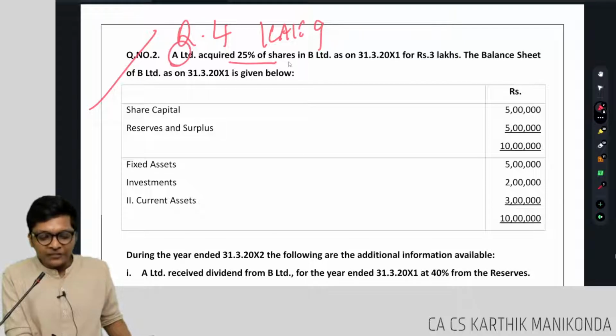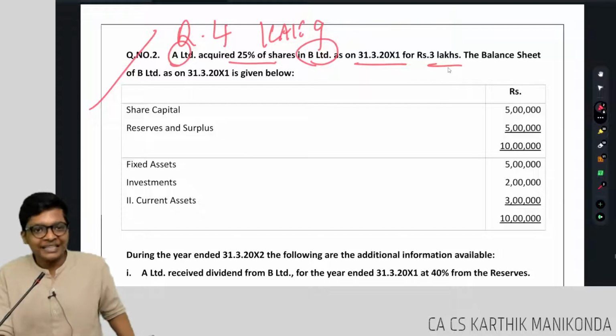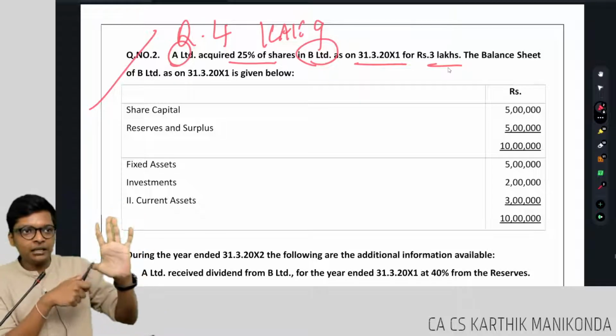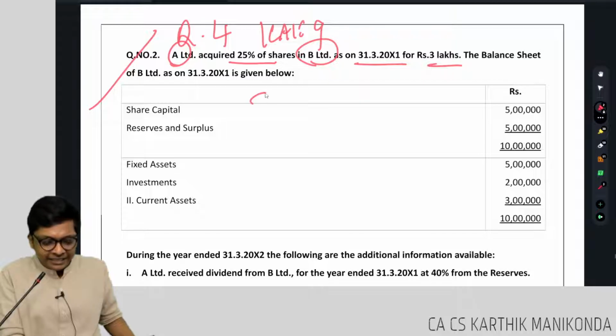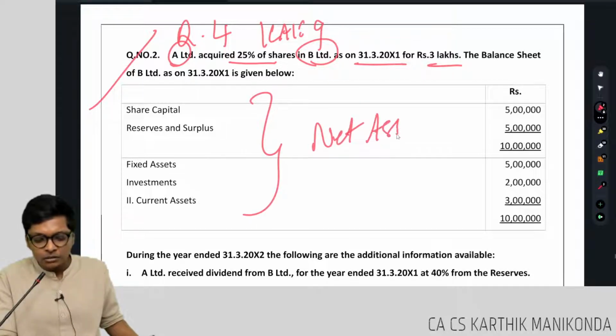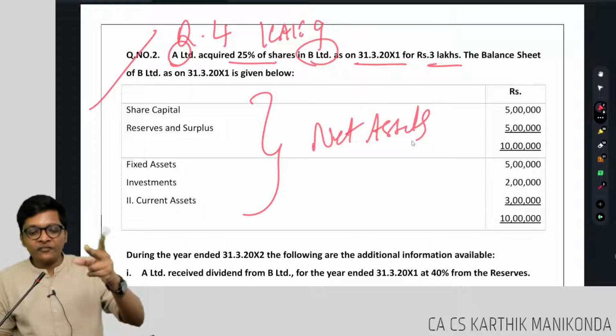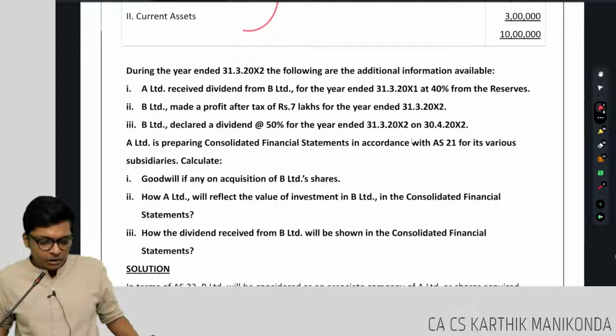A acquired 25% shares in B on 31st March for 3 lakhs. Date of acquisition is there. Amount of investment is there. On the same day, they gave the balance sheet below. With this, you can find what, guys? Net assets. So you can find goodwill. You do it. I am not going to do that. Come down. 3 requirements.